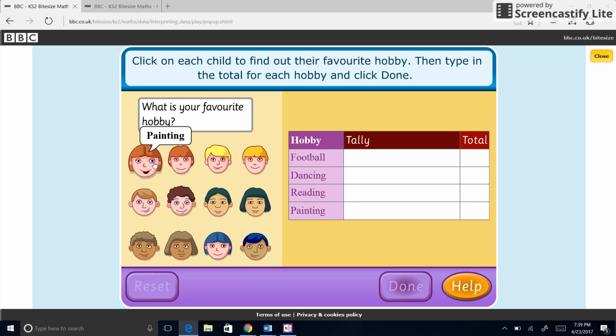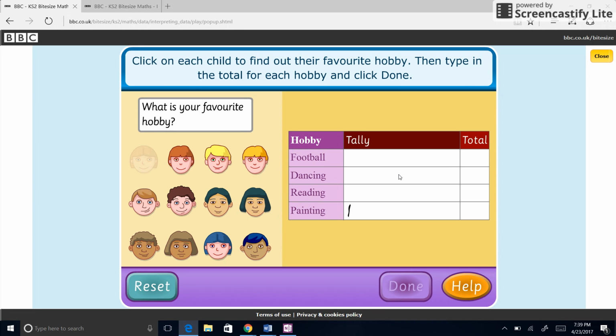Now, every time we click a child, a mark is going to show up in the tally box next to their favorite hobby. So for example, let's click on this child. Her favorite hobby is painting. As you can see, there's a tally that marks over here.